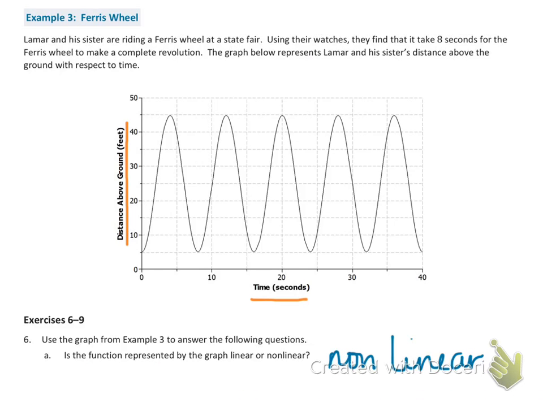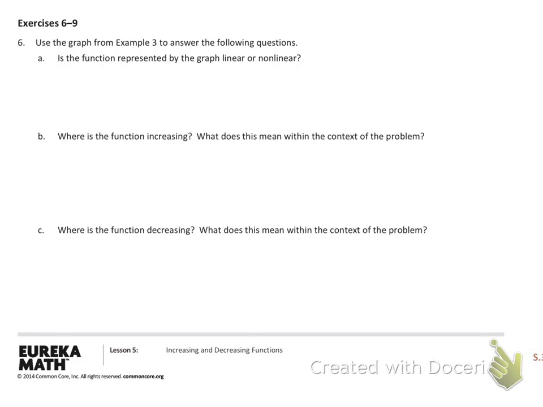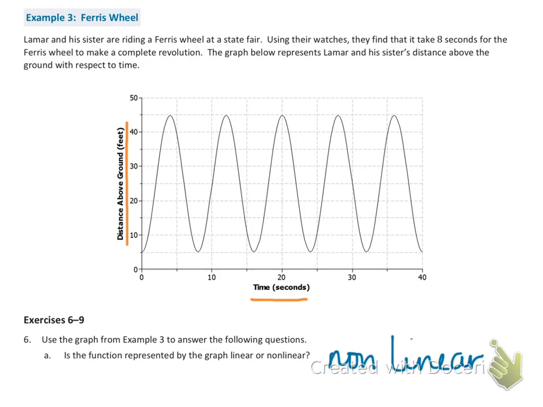So let's look back at the graph. Where is this an increasing function? Here, as time increases, this is an increasing function, but now it's decreasing. The height above ground is decreasing, then the height above ground increases, then it decreases. So how would we describe that? Okay, we know that the function is increasing whenever they're going up on the Ferris wheel. So let's go back and see what intervals that is.